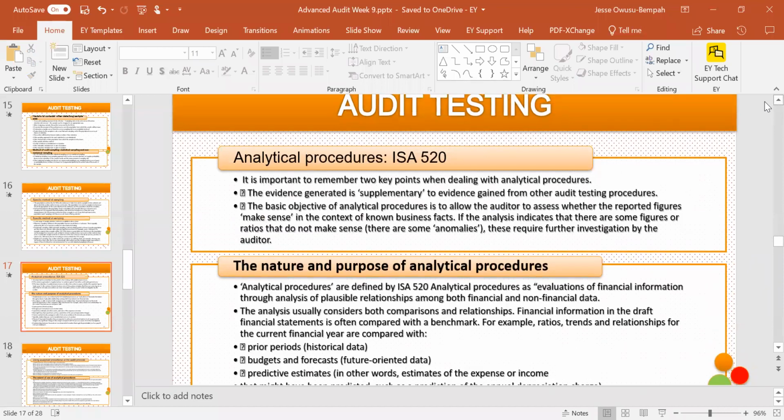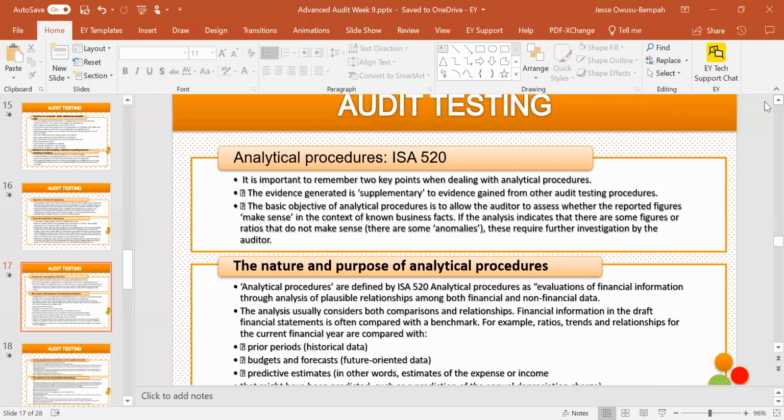Now, analytical procedures. It's always important to remember that analytical procedures help us to assess whether the reported figures make sense in the context of known business facts. So what do we mean by this? It helps us to check for anomalies.